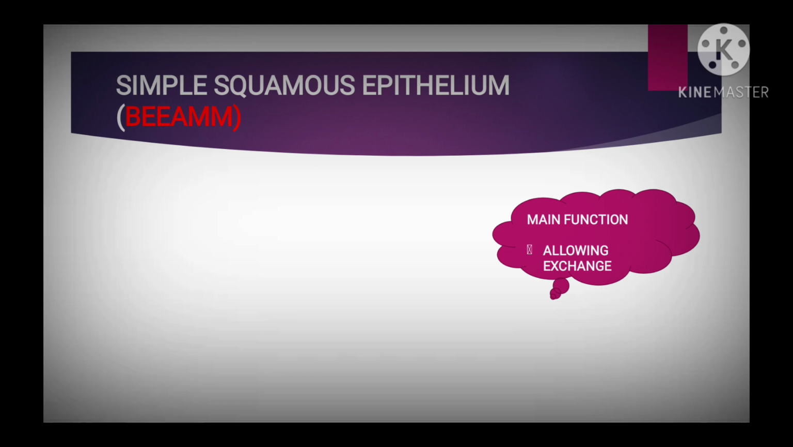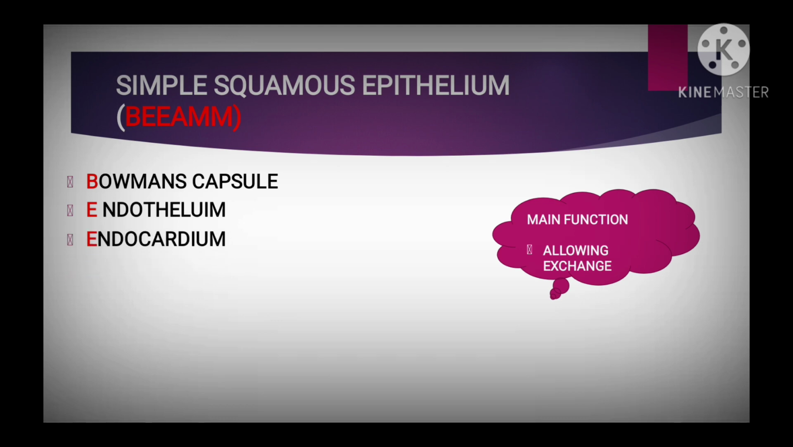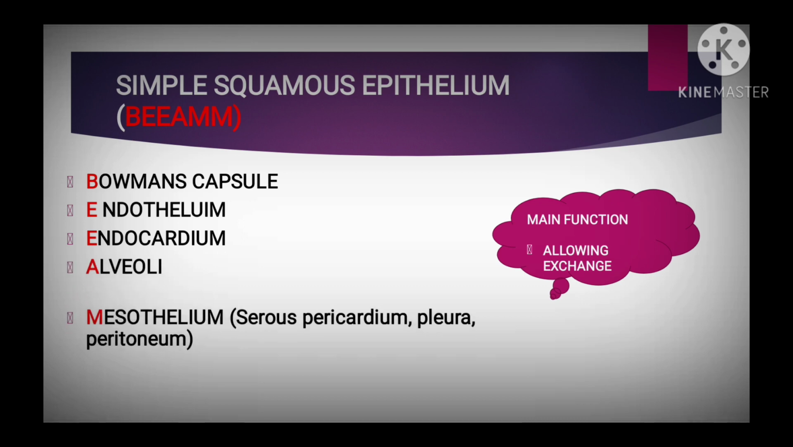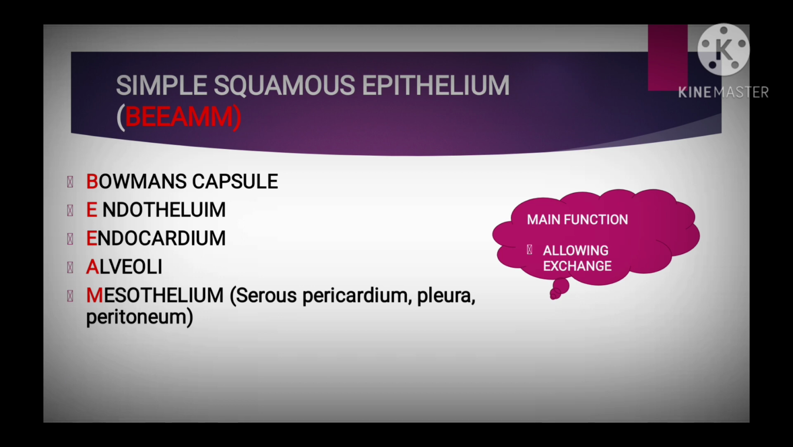For simple squamous epithelium, we have the mnemonic BEAM, where B stands for Bowman capsules, E for endothelium, another E for endocardium, A for alveoli of lung, M for mesothelium, and another M for myocardium.